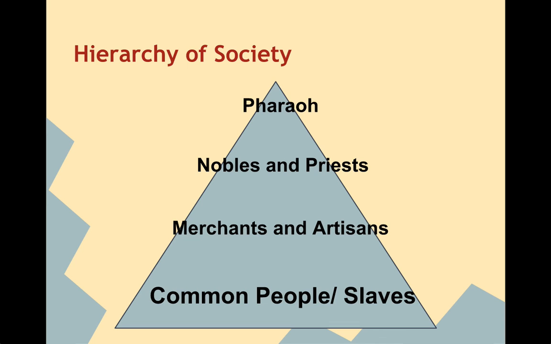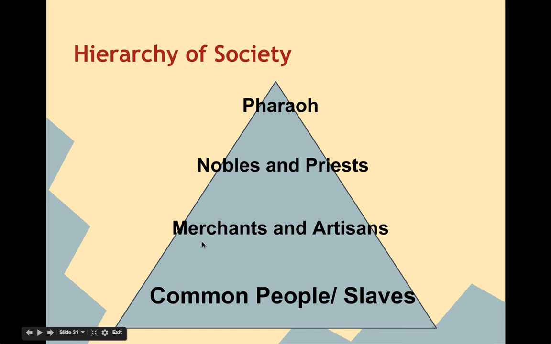When we talk about nobles and priests, you might want to add a little note to your notes: nobles and priests were educated. They could write, they could read. Okay, so when we talk about hierarchies of society, a lot of times there's a line drawn between people who were educated, pharaoh, nobles, and priests, and people who maybe were not educated formally, like merchants, artisans, common people, and slaves.